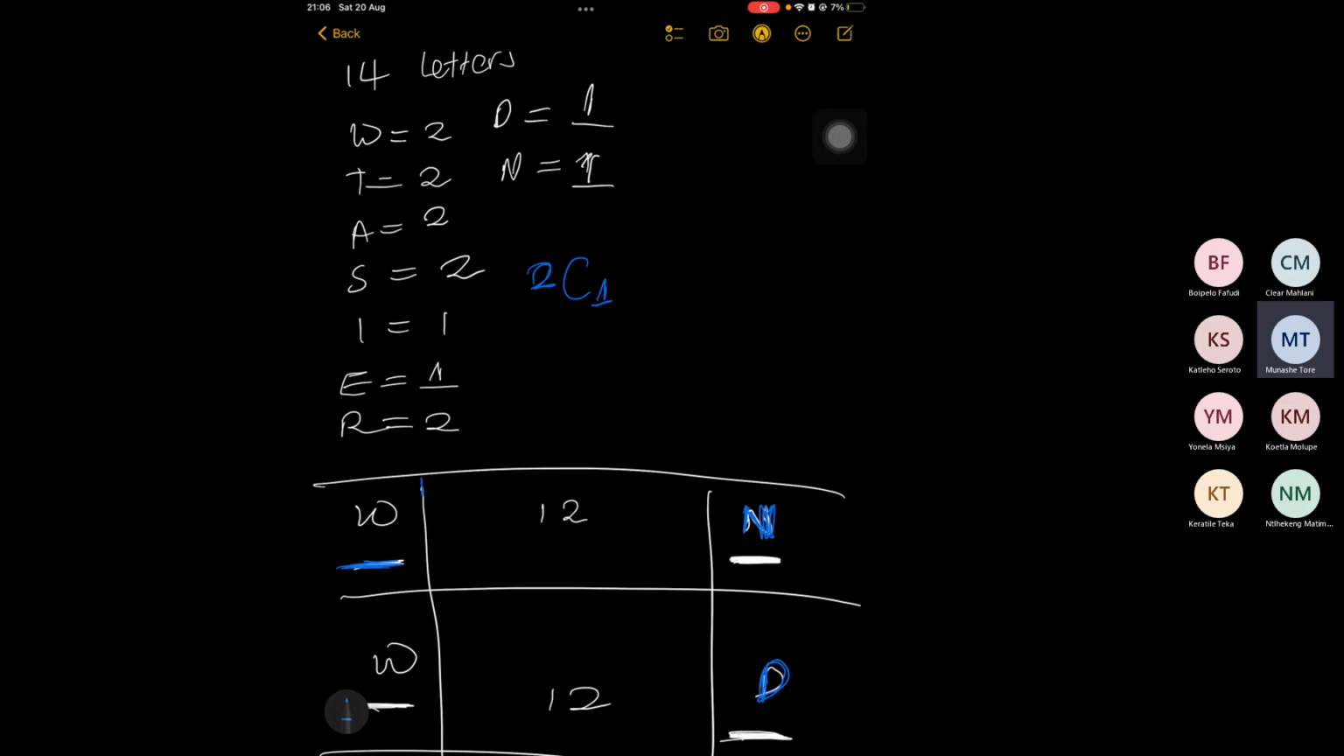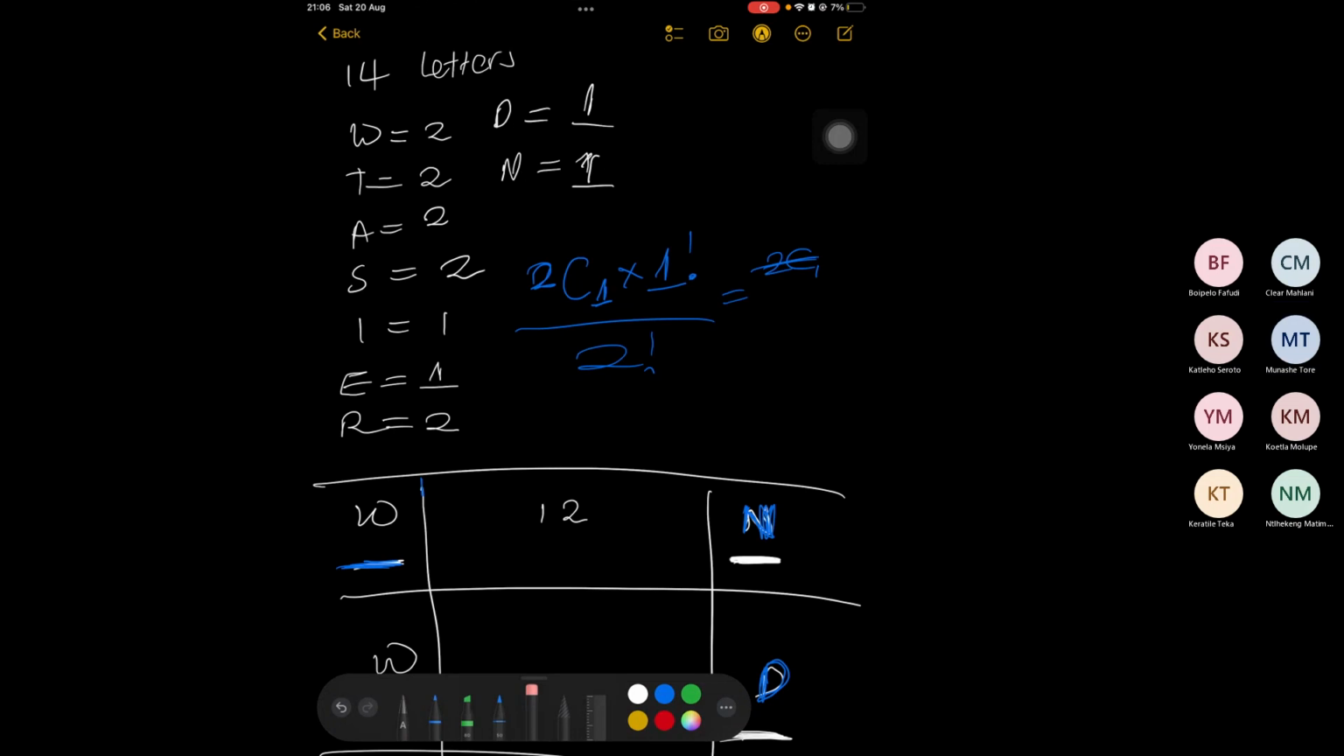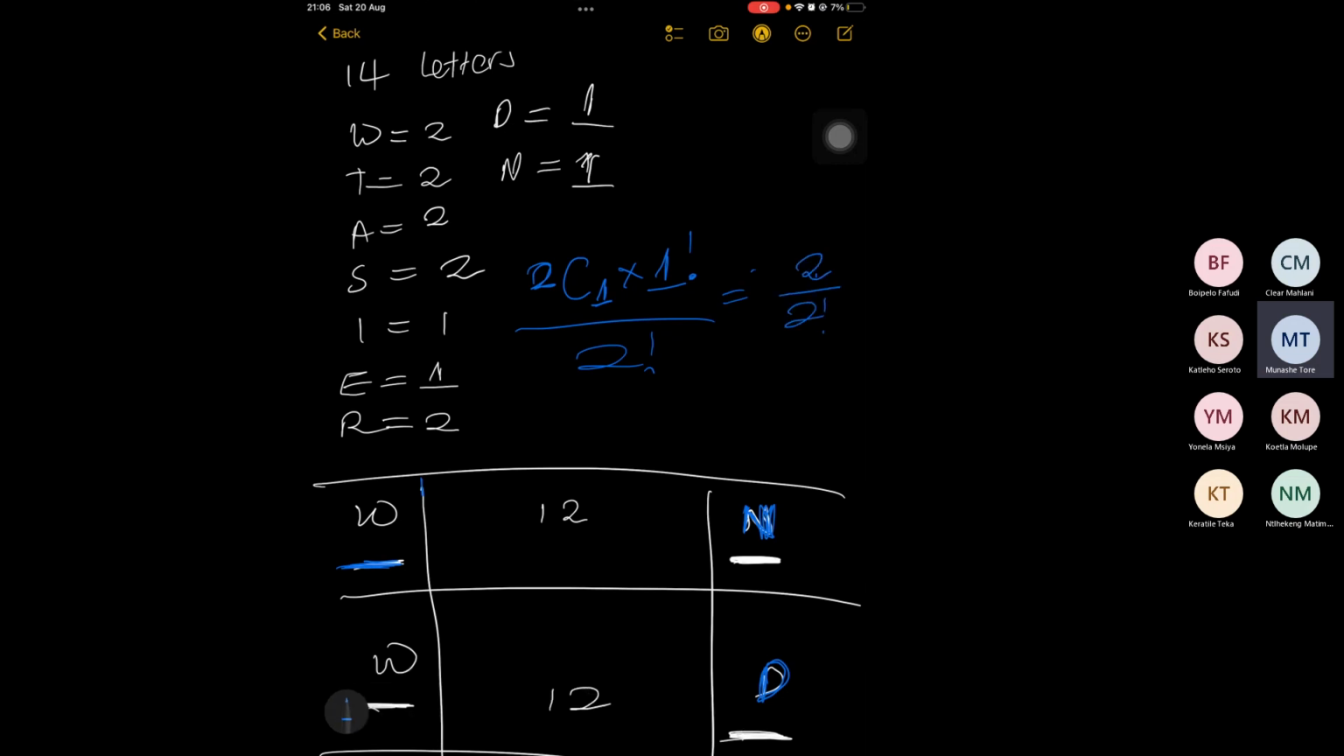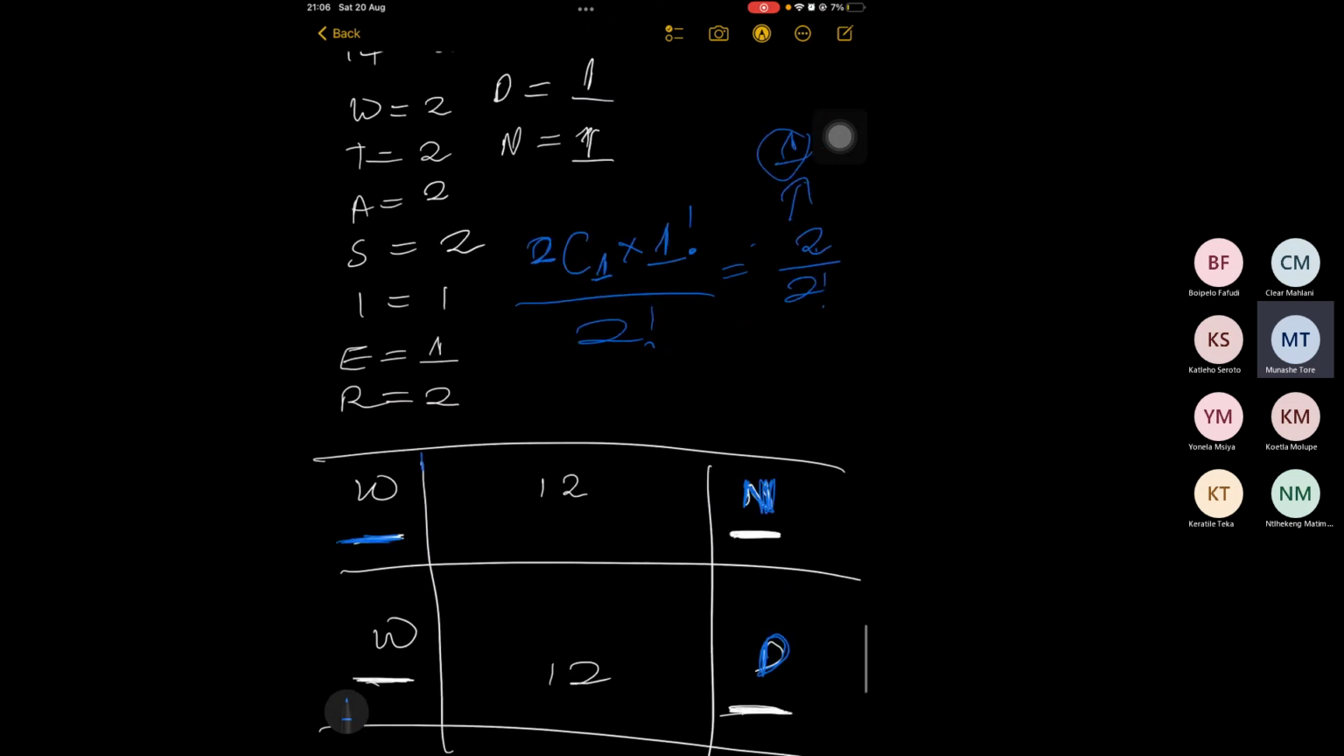But in how many ways can we arrange this one W? It's gonna be 1 factorial way. But isn't it we already have repetition? So if we have repetition, we divide by 2 factorial. So 2 choose 1 times 1 factorial is the same as 2 permute 1, which is 2. So 2 divided by 2 factorial is just the same as 1. So we already know that the number here is going to be 1.